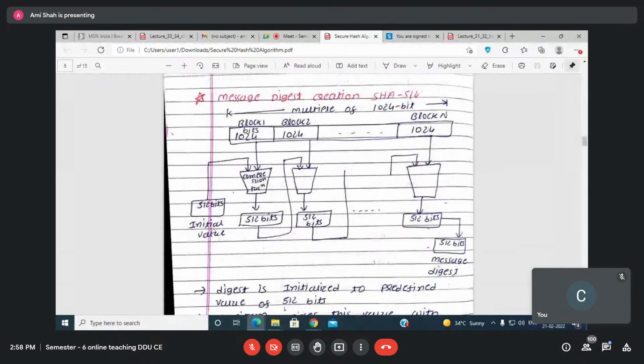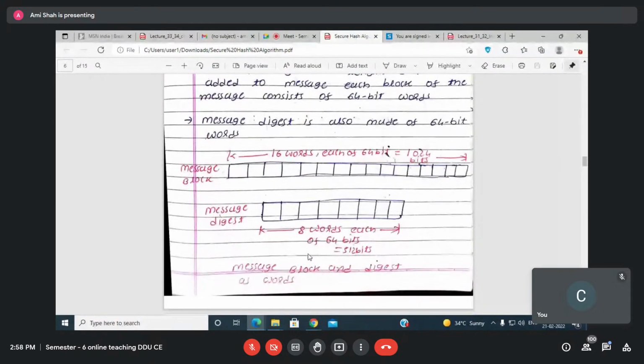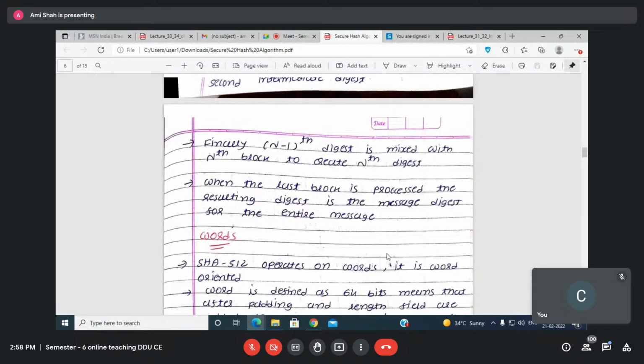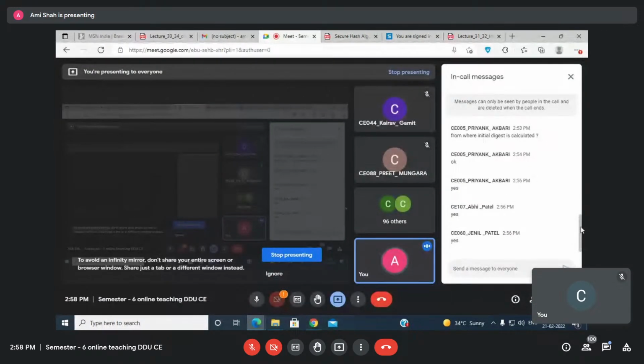And the message digest is 512 bits, right? So here there are a total of 8 words, each of 64 bits, so I get 512 bits. Up to this, clear, everyone? Is it clear to you all what I'm trying to say?